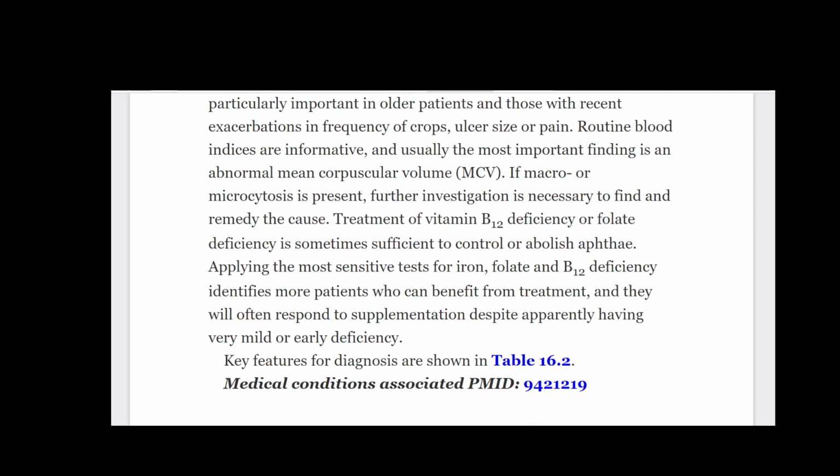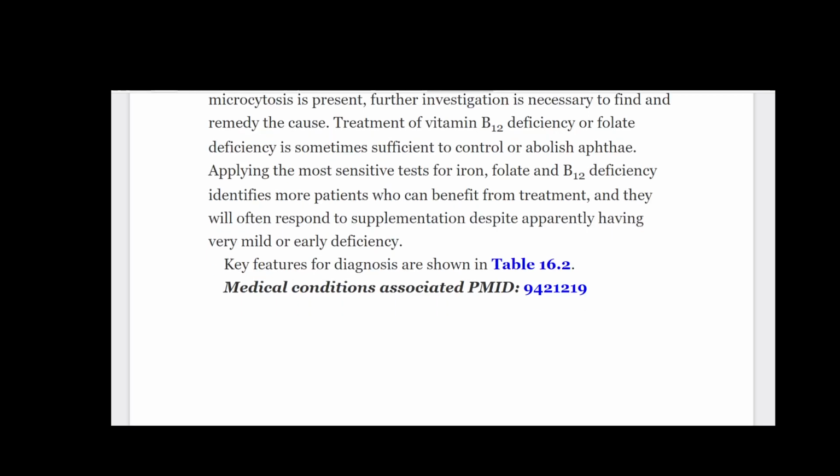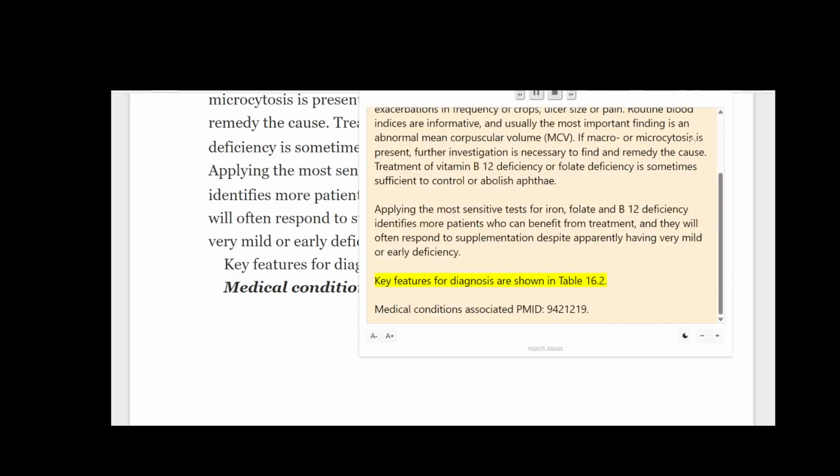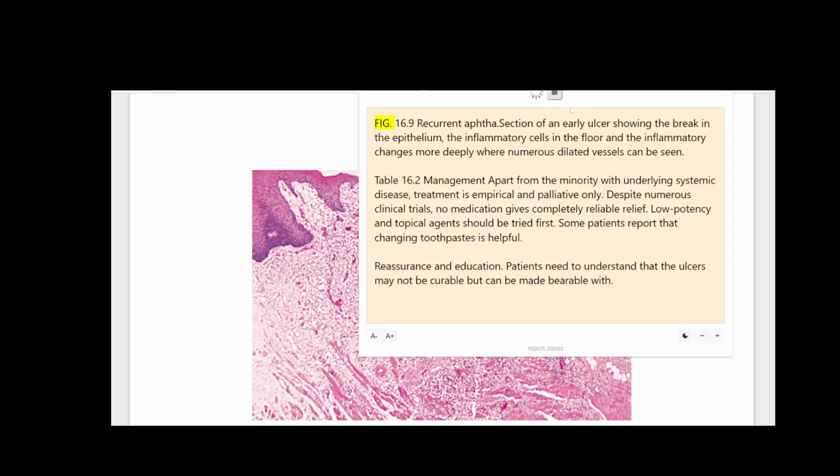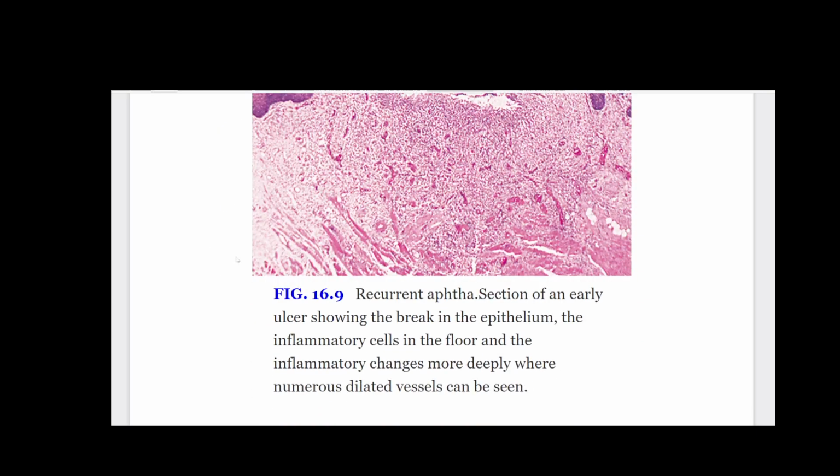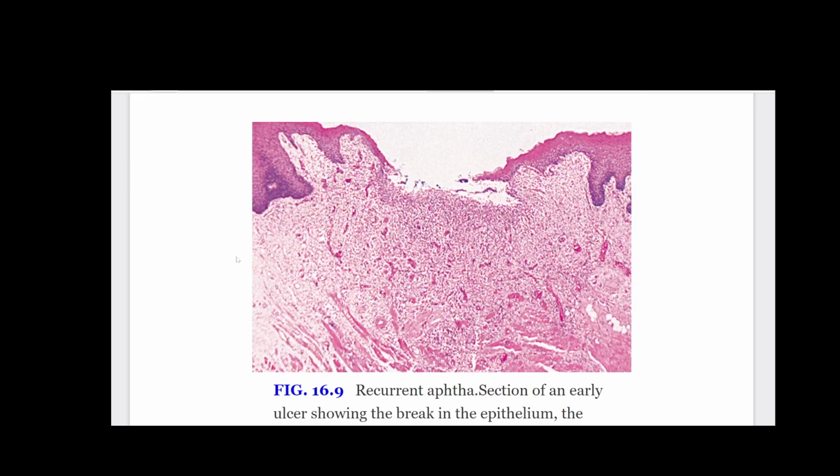Applying the most sensitive tests for iron, folate and B12 deficiency identifies more patients who can benefit from treatment, and they will often respond to supplementation despite apparently having very mild or early deficiency. Key features for diagnosis are shown in Table 16.2. Fig. 16.9 Recurrent aphtha. Section of an early ulcer showing the break in the epithelium, the inflammatory cells in the floor and the inflammatory changes more deeply where numerous dilated vessels can be seen.